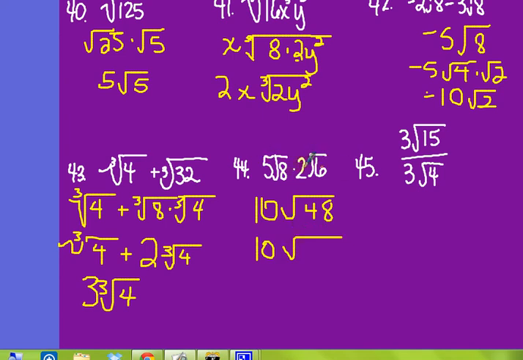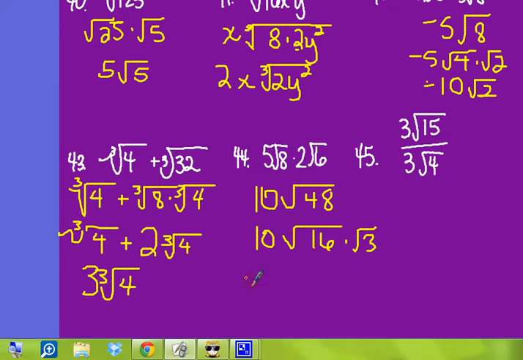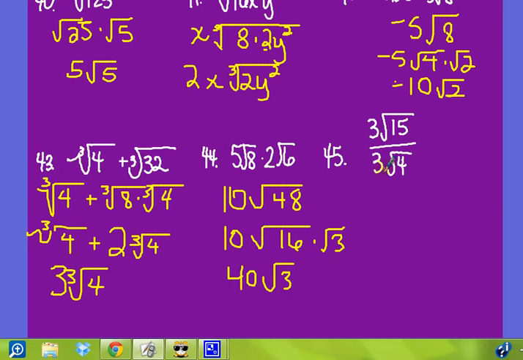I could have simplified the square root of 8 first. Order doesn't matter. I know that 16 times 3 is 48. The square root of 16 is 4. It's greeted by the 10. 4 times 10 is 40. This square root of 3 tagged onto it.